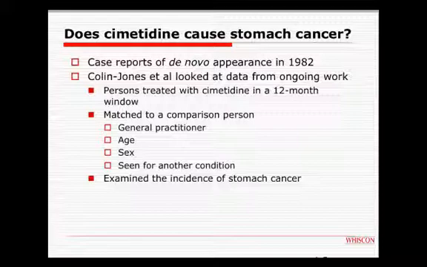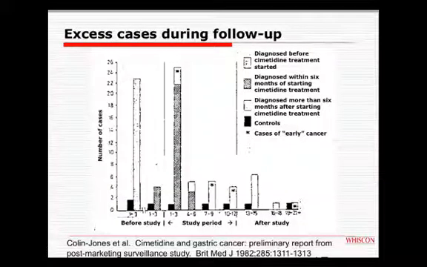A group led by David Colin Jones had created a surveillance program looking at cimetidine users in general practices in the United Kingdom. He and his colleagues took people who had received a cimetidine prescription in a surveillance year and then followed them forward for 12 months from the time of that first prescription. To each user of cimetidine, they matched a comparison person from the same general practice, the comparison person having the same age and sex as the cimetidine user, but who was seen for a different condition. They used the data that they had been collecting to examine the incidence of stomach cancer. Here is what they found.